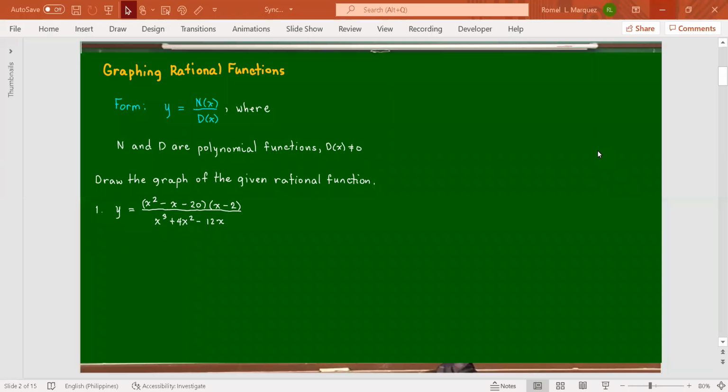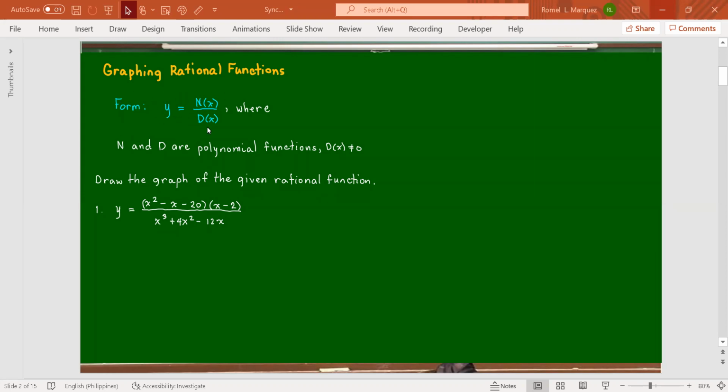So last time, we were talking about rational functions, the form, restrictions like holes, and then we talked about asymptotes. And then we also talked about domain, and in some cases, we can determine the range. So this time, we will be graphing rational functions. I already gave you the steps in graphing rational functions. So let's recall the form.